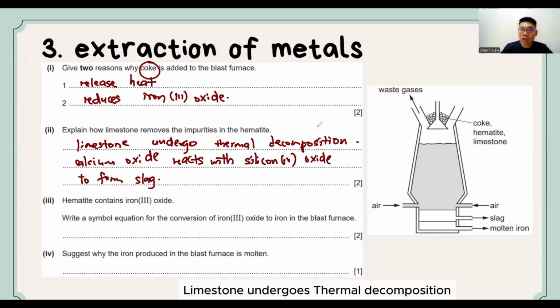Number 2, explain how limestone removes impurities. Limestone undergoes thermal decomposition. Calcium oxide reacts with silicon oxide to form slag. It's the same thing that you need to say.